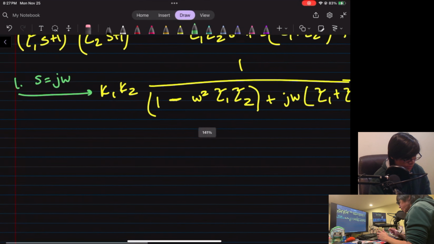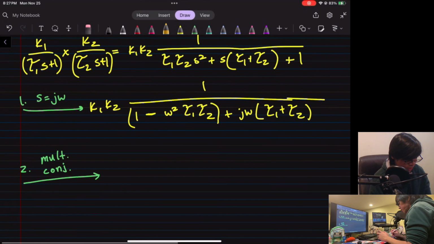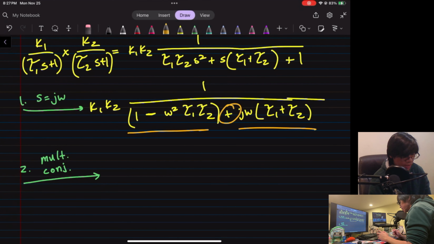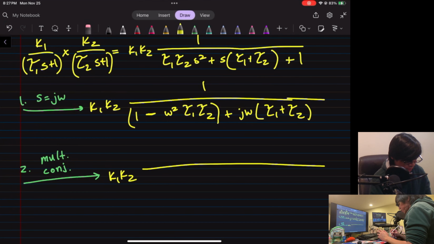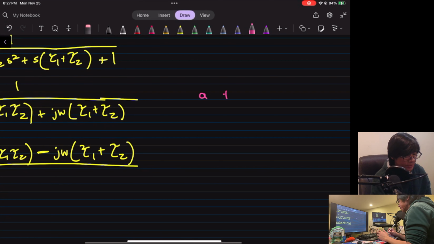Here's where it gets a little wonky. We multiply by the complex conjugate. We have our real and our imaginary, so we just change the sign in front of the imaginary. That would be 1 minus omega squared tau 1 tau 2 minus j omega, tau 1 plus tau 2. And remember, when we multiply by the complex conjugate, we have a plus b, a minus b.